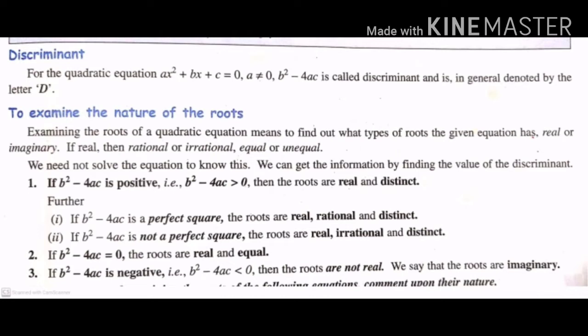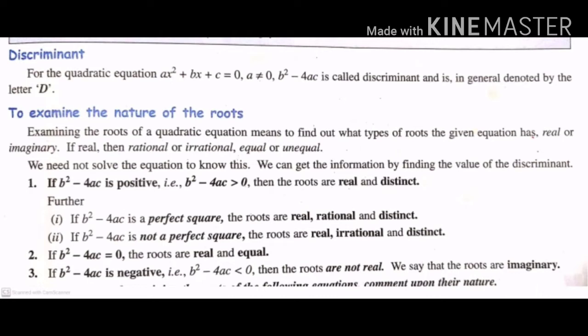Now if b² − 4ac is not a perfect square, it is other than a perfect square value, then the roots are real, irrational and distinct. You should know this concept: first of all it should be positive, and if it is positive you have to check whether it is a perfect square or not a perfect square.